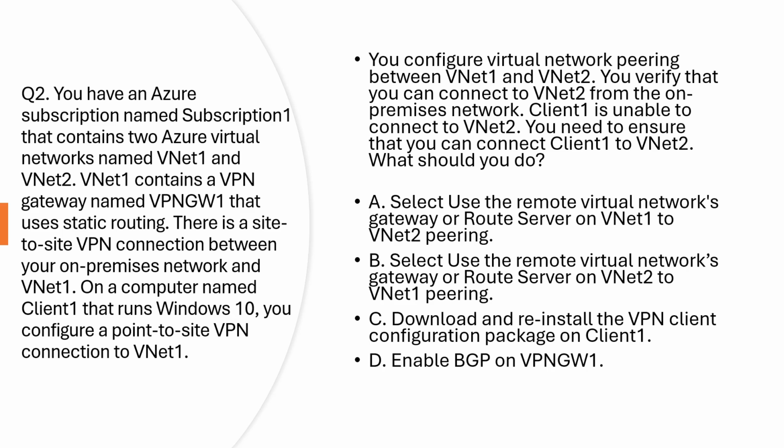You verify that you can connect to VNet2 from the on-premises network. Client 1 is unable to connect to VNet2. You need to ensure that you can connect Client 1 to VNet2. What should you do? A.